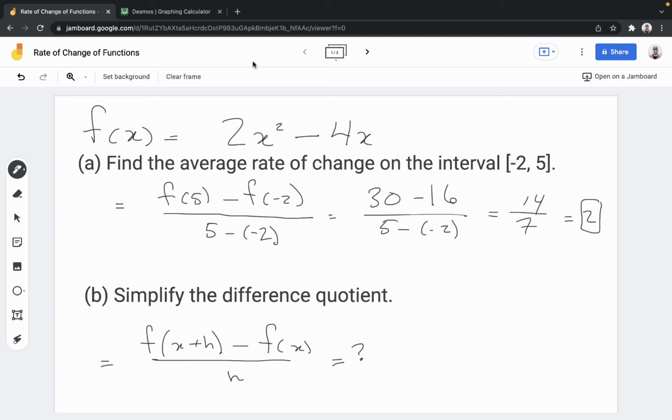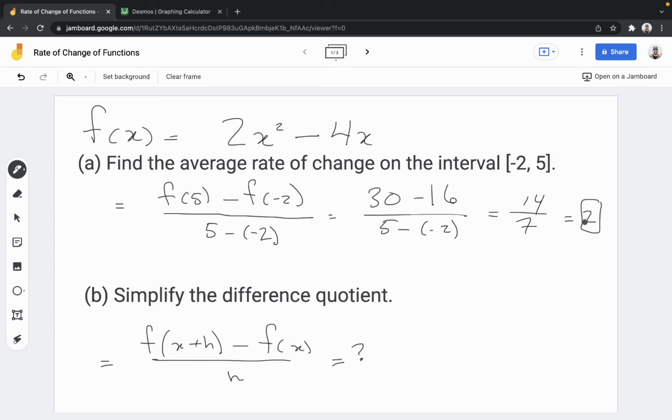In this video, we are looking at rate of change of functions. I've picked out two different problems that actually can relate to one another. The first problem is pretty quick to do on paper. I didn't really show the work for plugging in the 5 and the -2 to the function, but that is something that I would be really fine with you doing on a calculator.